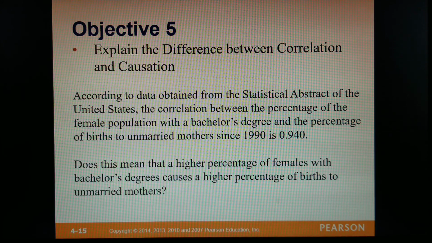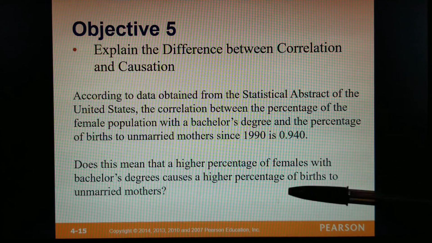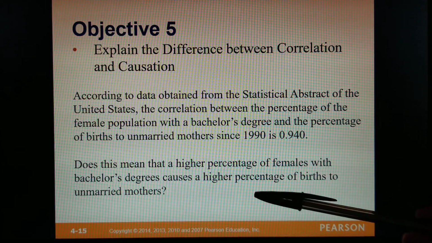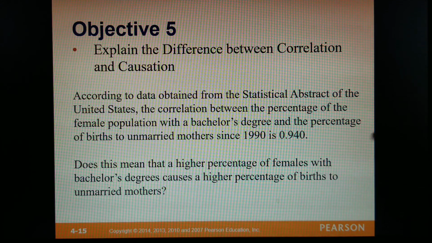But see, one does not cause the other. Just common sense would tell you that. Does this mean that a higher percentage of females with a bachelor's degree causes a higher percentage of births to unmarried mothers? No, they wouldn't cause it. So there might be a correlation, but it's definitely not a causation. So remember, we're not saying anything is caused here. We're just saying that there is or is not a linear relationship. We are not saying causation.